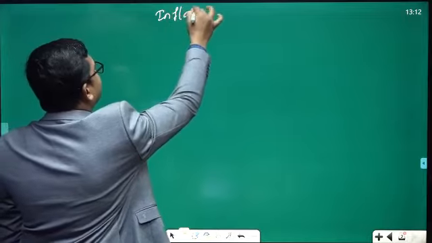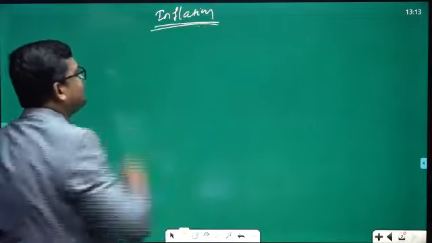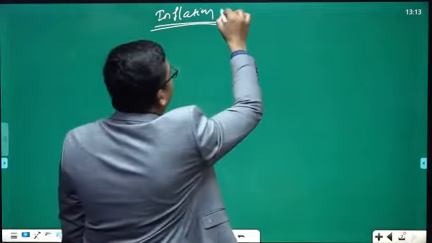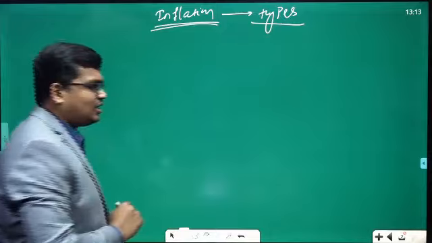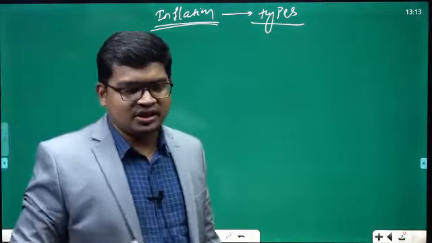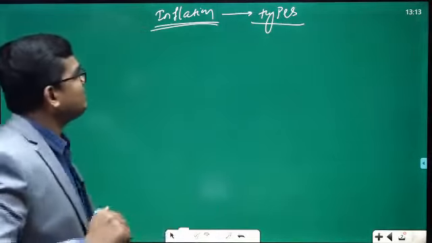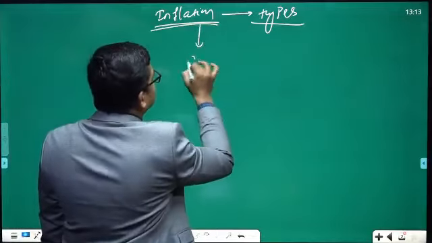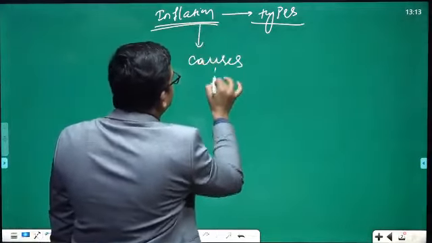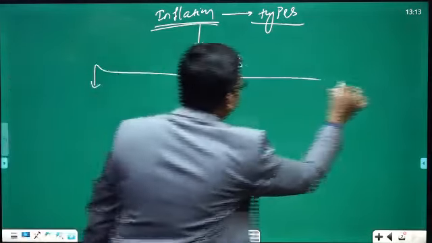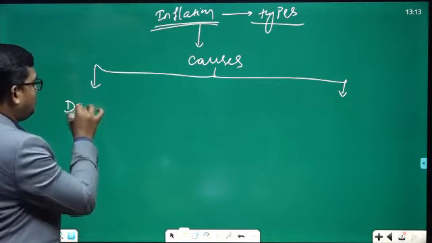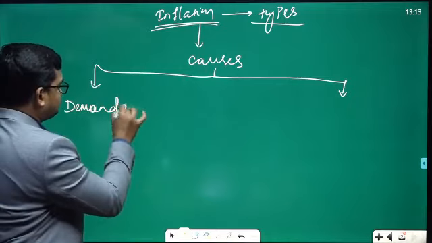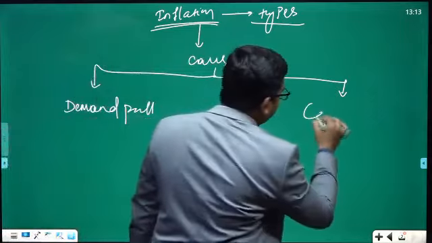Yesterday we have already discussed inflation. Now today, along with inflation, we have already discussed types like hyperinflation, creeping inflation, galloping inflation, etc. Now let's discuss the types of inflation on the basis of causes. What are those different types of inflation on the basis of causes? One is demand pull, another one is cost push.